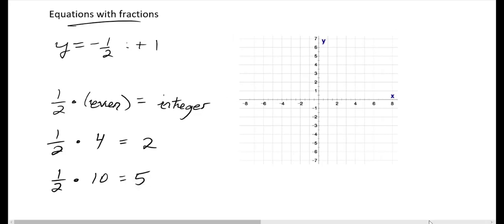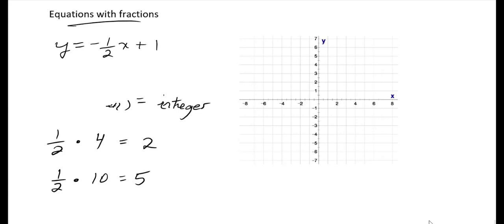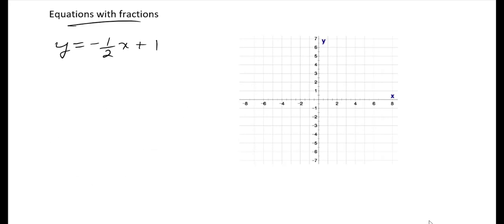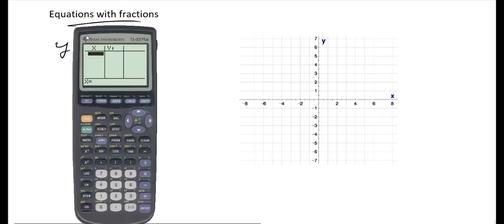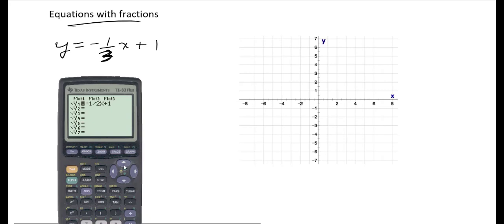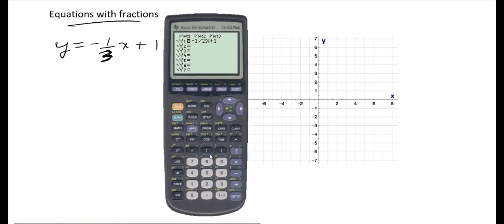So in this case, if I wanted to graph y equals negative 1/2 x plus 1, and I generate my table of values, I'm just going to focus on only using x values that give me integer results. And it just makes graphing a lot easier when you have to do this by hand. So let's look at a different fraction. Let's say we had to graph negative 1/3 x plus 1.